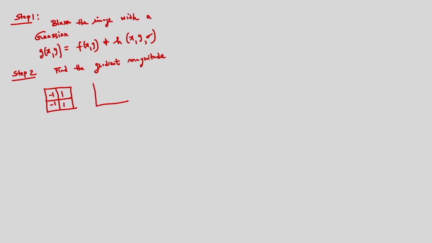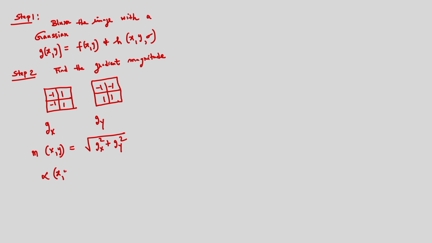To determine the horizontal gradient and also the vertical gradient, I can consider this type of masks, or maybe the 3 by 3 masks, to determine the gradient along the x direction and the gradient along the y direction. Based on this, I can determine the gradient magnitude. The gradient magnitude is equal to the square root of gx square plus gy square, and also I can determine the angle. The angle is alpha xy.